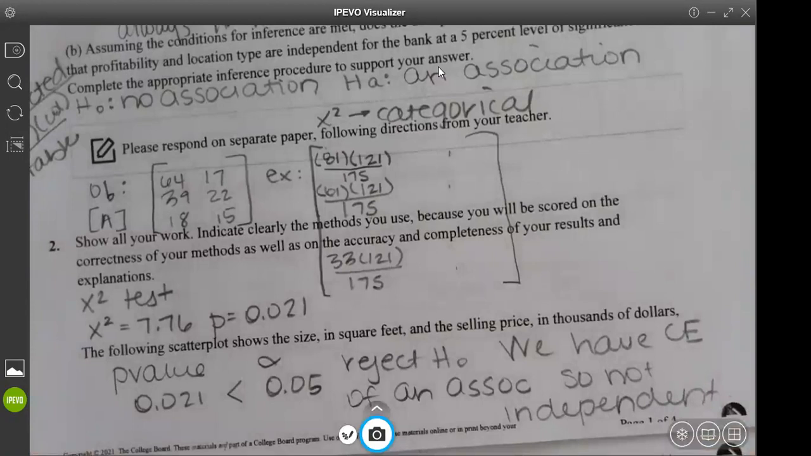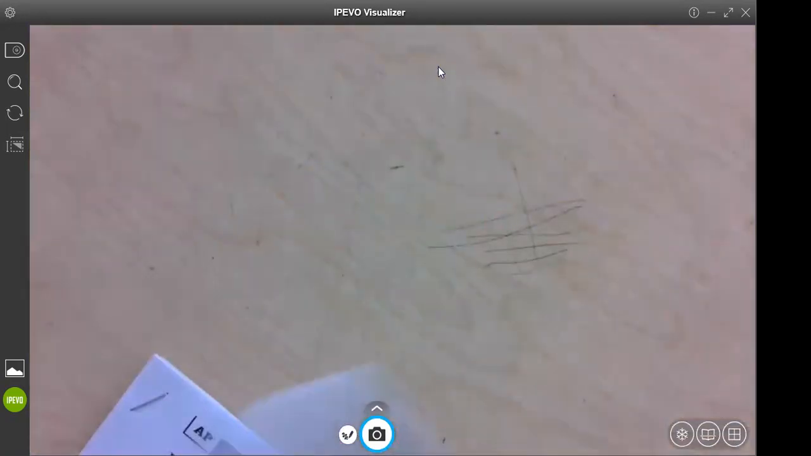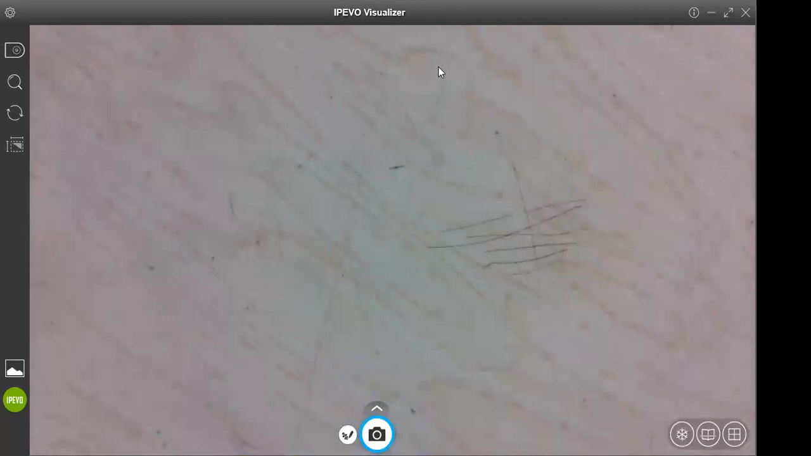Any questions? Is everybody good? All right, so I'm gonna flip the page. I thought that one was pretty easy. Just got to remember it's a chi-square because of categorical variables and what you need to put in.